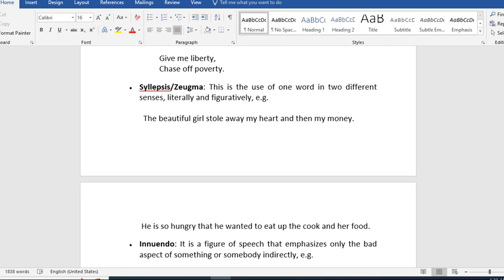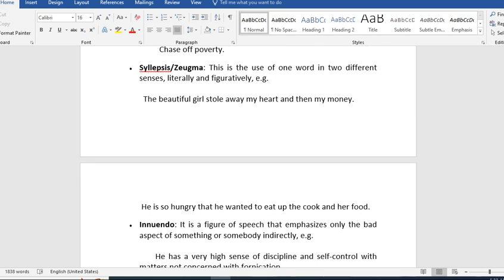The next one is syllepsis or zeugma. This is the use of one word in two different senses, literally and figuratively. That is, one will give us a literal meaning, and the other will give us a figurative meaning. One has a face-value meaning, while the other is used figuratively with a hidden meaning. Example: the beautiful girl stole away my heart and then my money.